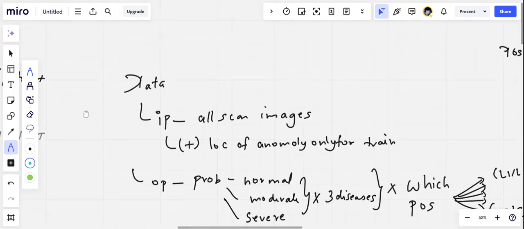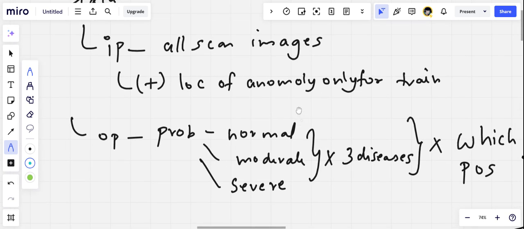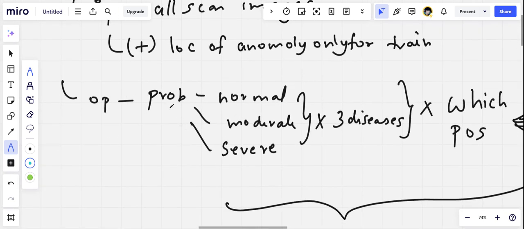For the data part, the input which is given to us is all the scan images, and there's also an additional input which is given only for the training dataset. It is the location of the anomaly, where exactly the problem the patient is having is located. It's given so that when we are training, we can train a model to find out which part of the spine the problem is actually in. We'll see this afterwards. The output that is expected is the probability that the issue the patient is facing is normal, moderate, or severe for each of the diseases which they have specified.